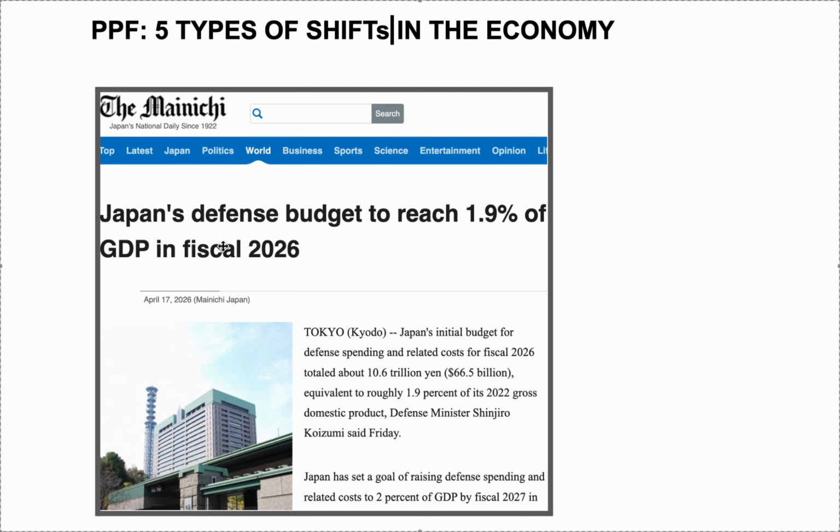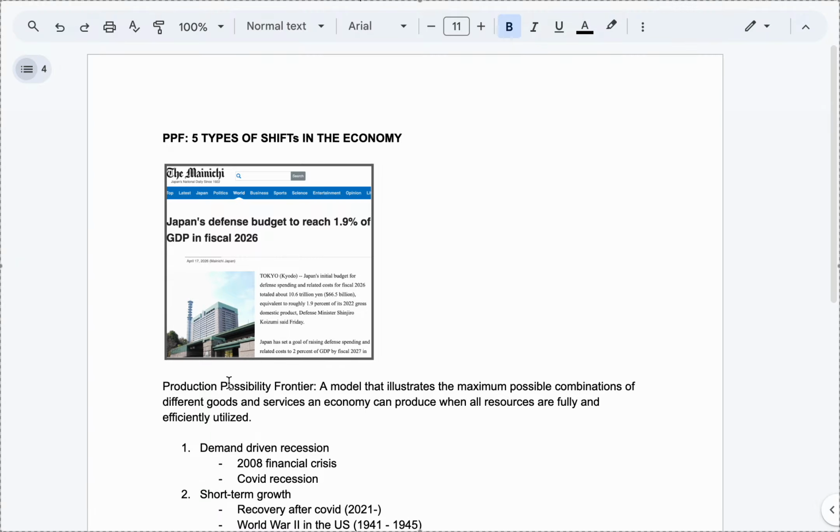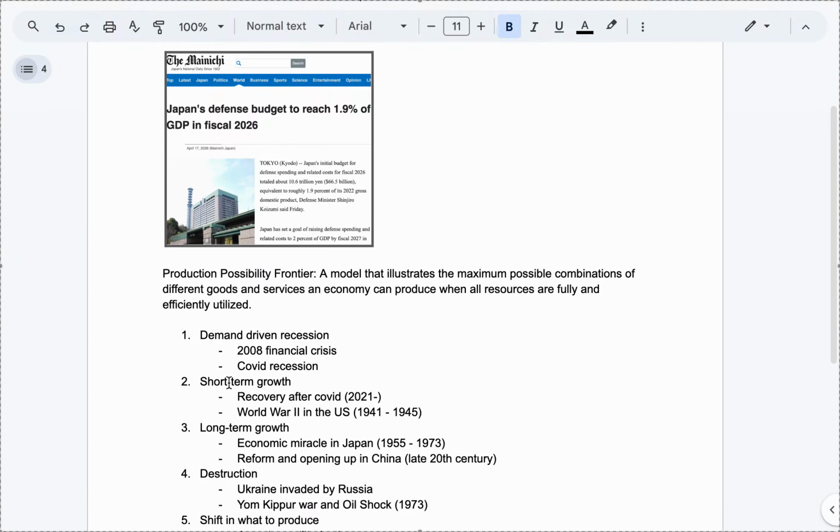Japan's defense budget to reach 1.9% of GDP in fiscal 2026. Some people even argue that Japan is remilitarizing, shifting away from the path of pacifism that Japan has adopted after World War II. We're basically expanding military budget, but I'm gonna go back to this at the end of this session because it is related to one shift in the economy that can happen.